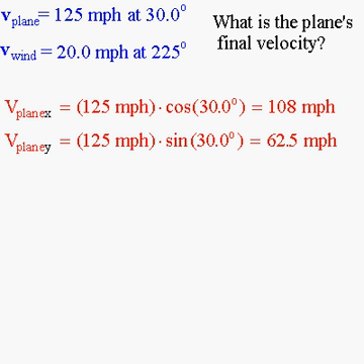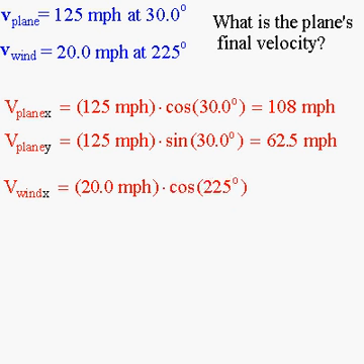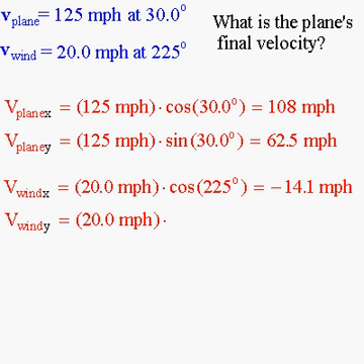All right, that's the velocity of the plane, but we also need to take care of the velocity of the wind. Splitting it into its x component involves taking the magnitude, 20.0 miles per hour, and multiplying by the cosine of the angle, 225 degrees. That works out to negative 14.1 miles per hour. To get the y component, we once again take the magnitude, 20.0 miles per hour, and multiply by the sine of the angle, 225 degrees, to once again get negative 14.1 miles per hour.